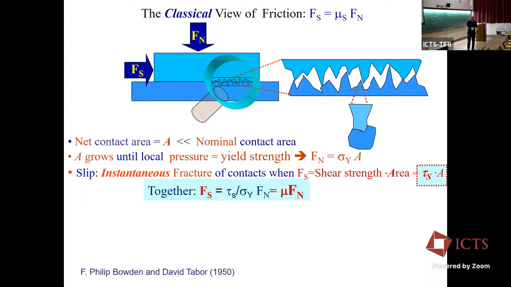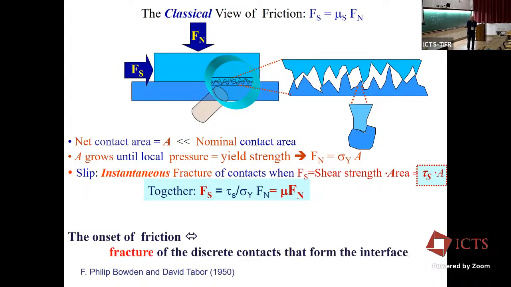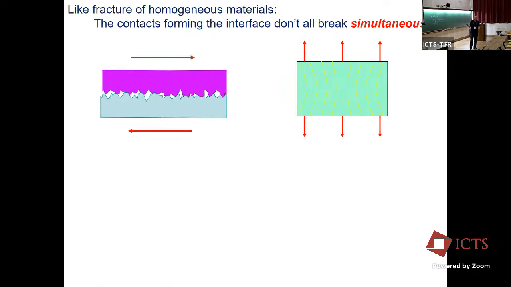It even makes sense. And I agree with everything, except this business of the instantaneous fracture, because we know about fracture, nothing instantaneous happens at all. We have cracks. Cracks will break one point after another, but all of these points will not self-destruct at the same time. So everything here is correct, but the onset of friction is the result of fracture of the discrete contacts that form the interface. And that fracture process is basically an earthquake. And we know about fracture because, and this is mode two fracture for those who heard me a few days ago, and this is mode one fracture that we know and love.